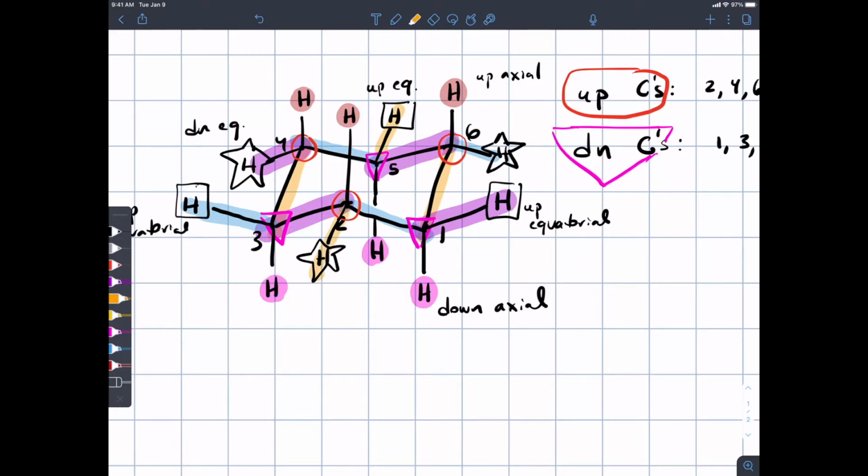All right, that's your tour through cyclohexane. Any questions you want to ask there? Okay, fine. Now we need to start putting other things on the ring.